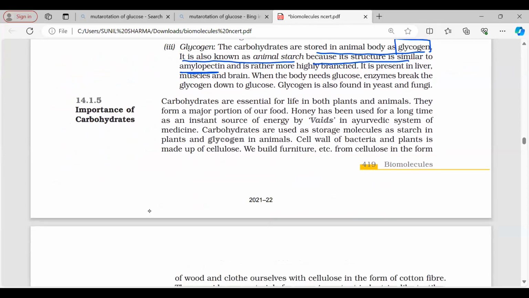Then the importance. Do I need to discuss the importance? No, sir. Thank you. Carbohydrates are essential for both plants and animals. They form a major portion of our food.